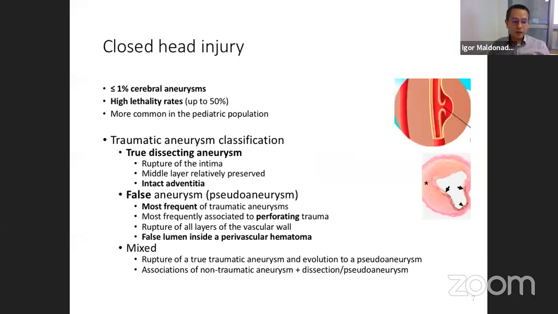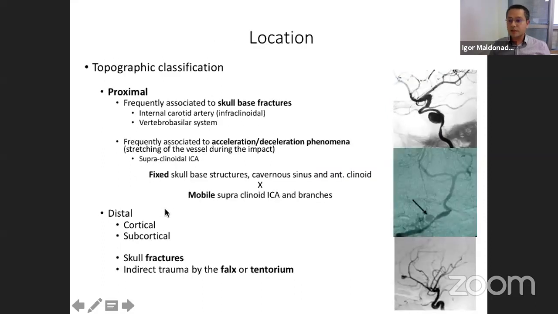But you can say that a true dissecting aneurysm is when you have intact adventitia. So you have the rupture of the intima, and you have the hematoma in the wall. A false aneurysm, you have all layers that are concerned. So you have rupture of the adventitia, and you have a flow that is around the vessel. So there is flow actually outside of the lumen, inside the false lumen, inside the perivascular hematoma. And then you can have a combination of this. And for evident reasons, penetrating trauma, perforating trauma have been associated to false aneurysms, which are quite hemorrhagic lesions.